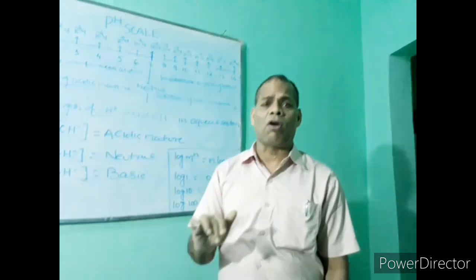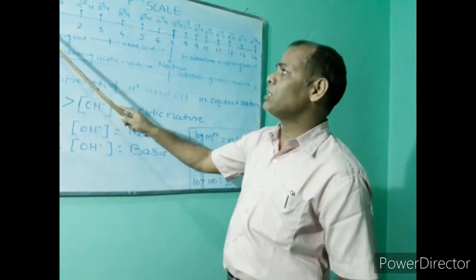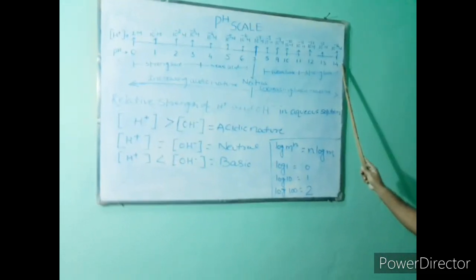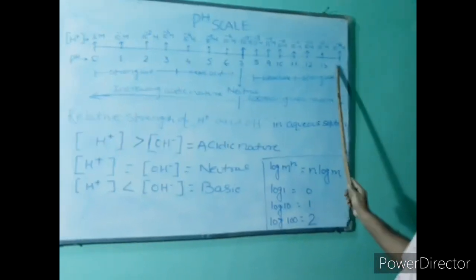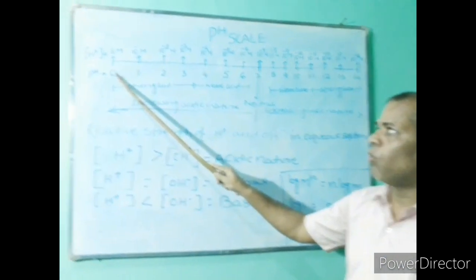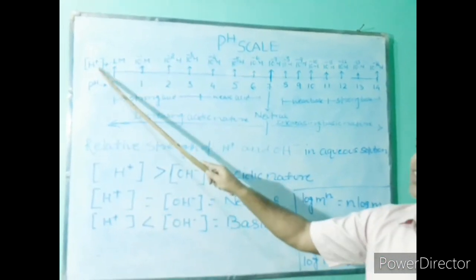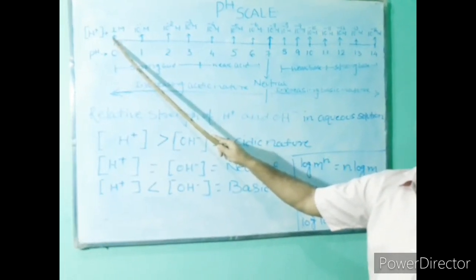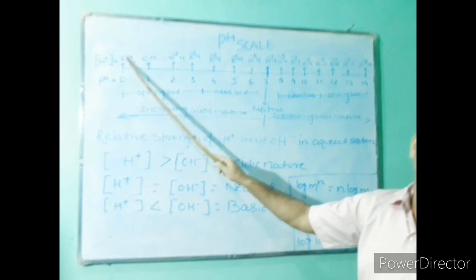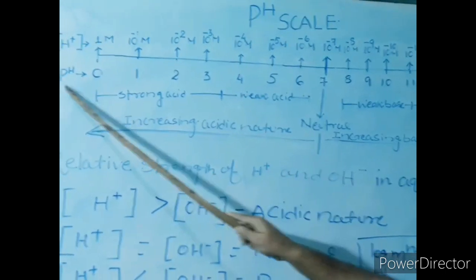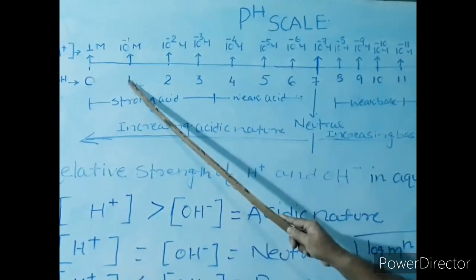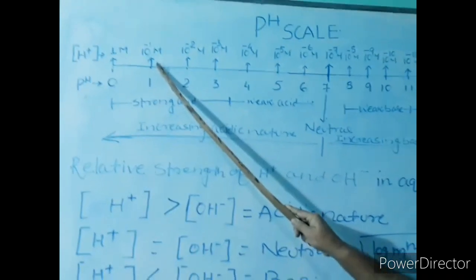The pH scale runs from 0 to 14. When we say 0, what does it mean? The concentration of hydrogen ion of an acid is 1 molarity. If pH is 1, what does it mean? The concentration of hydrogen ion in that solution is 10 to the power minus 1 molarity.